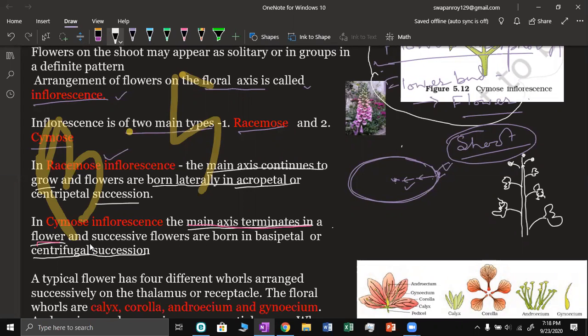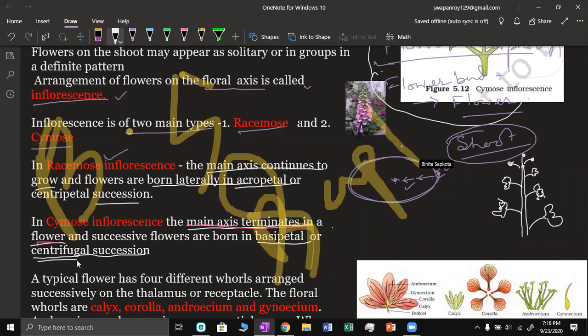Okay, basipetal or centrifugal succession.